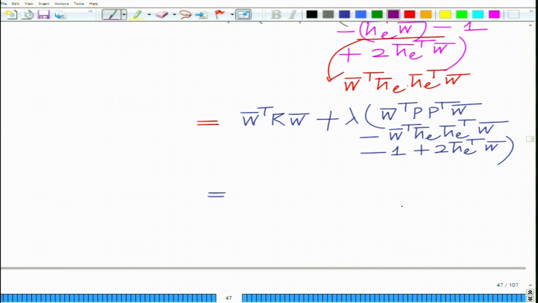And now what we are going to do is take the gradient of the Lagrangian with respect to W bar.